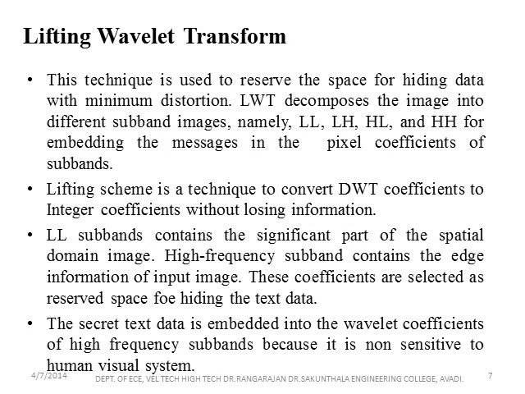Next is the lifting wavelet transform. This technique is used to reserve space for hiding data with minimum distortion. The lifting wavelet transform divides the image into different subbands, high frequency and low frequency. The low frequency contains the important information in the image, and the high frequency contains the edge details, noise, and other unwanted parts of the image. Thus, we choose low frequency for hiding of data.